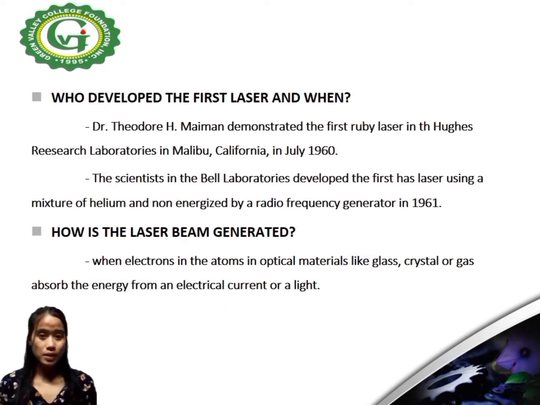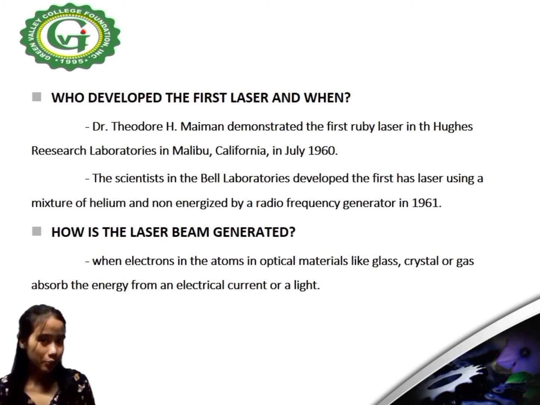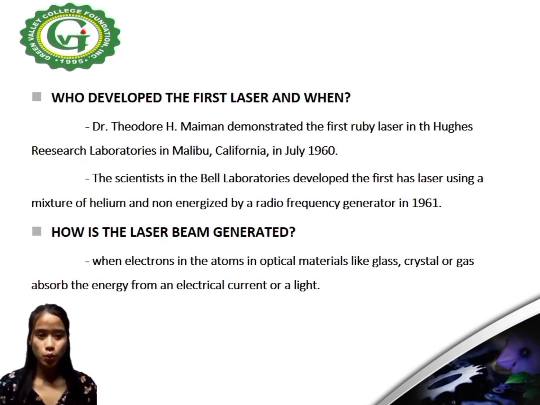Who developed the first laser and when? Dr. Theodore H. Maiman demonstrated the first ruby laser in the Hughes Research Laboratories in Malibu, California in July 1960. The scientists in the Bell Laboratories developed the first gas laser using a mixture of helium and neon energized by a radio frequency generator in 1961.